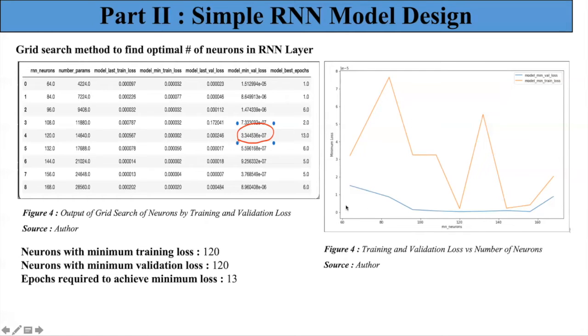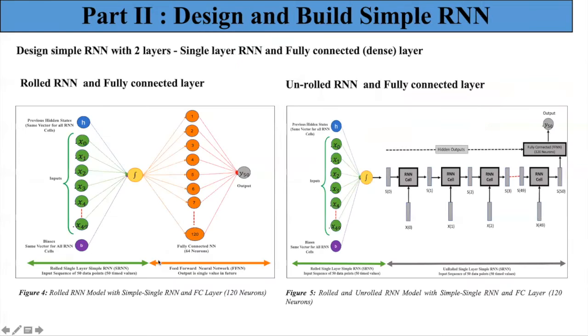As you can see on the right-hand side, the training loss actually is pretty consistent between neural networks with 100 neurons to 160 neurons and slightly increasing at 168. But the validation loss is pretty volatile. But we can clearly see that at 120 neurons, it achieved the minimum validation loss. We did not use the training loss, but actually we used the validation loss, so we know that we are not selecting a model which is overfitting. So with that, I will go ahead and design the simple RNN neural network model with 120 neurons.